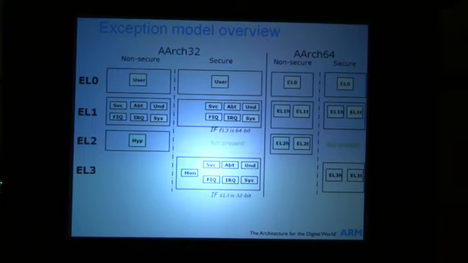So I have a slide to summarize the exception model. EL0 is the user space. EL1 is where kernels would run in supervisor, hypervisor at EL2, and the monitor at EL3. And the thing here is, again, we have a security model within the ARM architecture which effectively offers you 2 address spaces, and the monitor is the means of transitioning between the two.